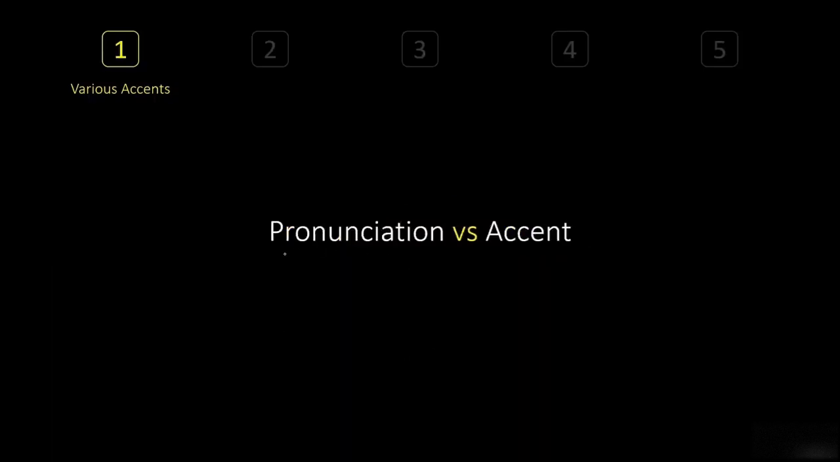Now, what is the difference between pronunciation and accent? I'll tell you the difference. Here we have a word which is written this way. I'm going to pronounce it in a way. So this is called tomato in British accent. In American accent is called tomato. They try to say this.